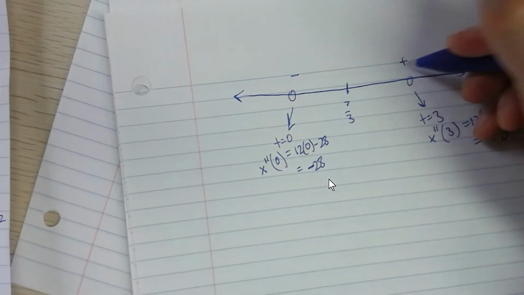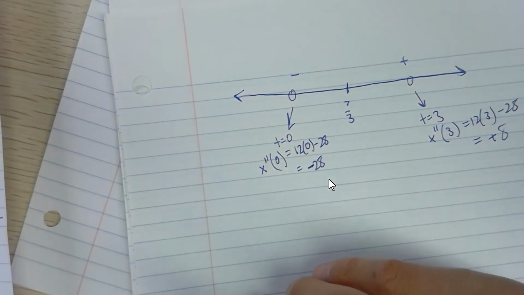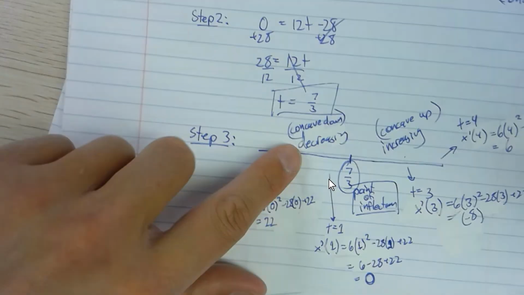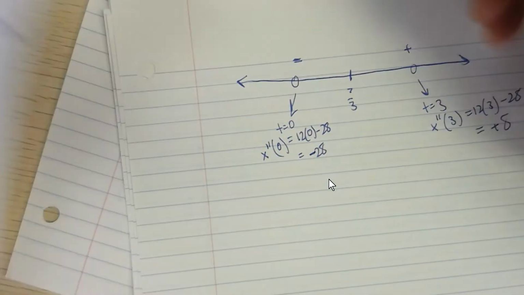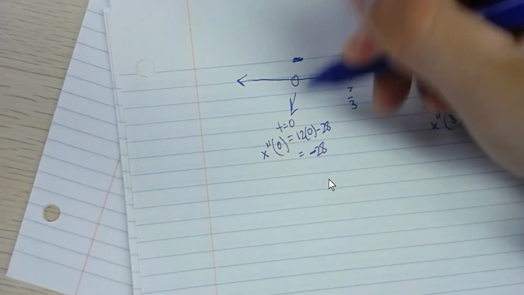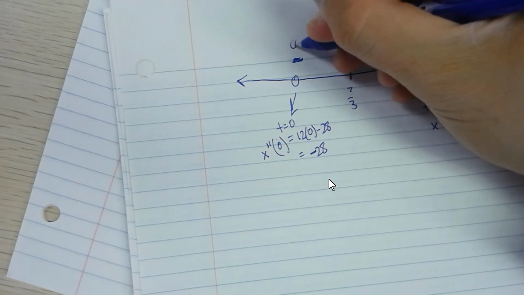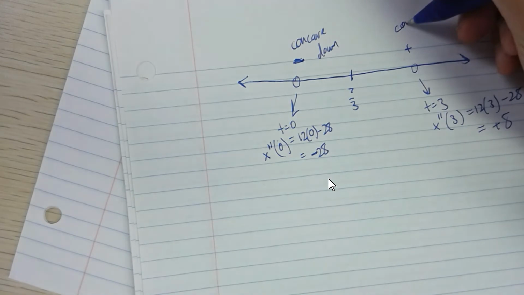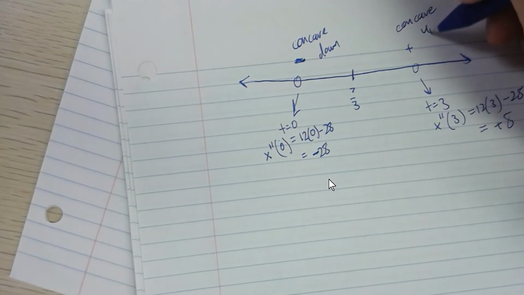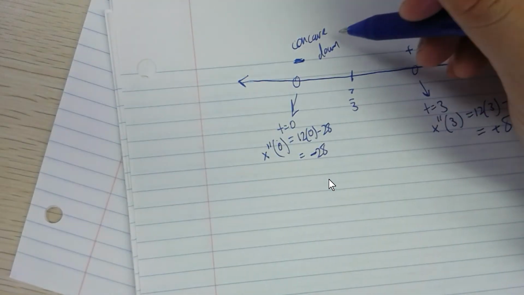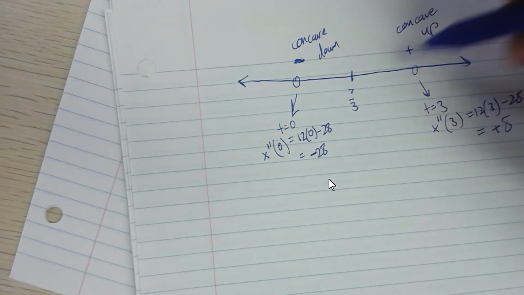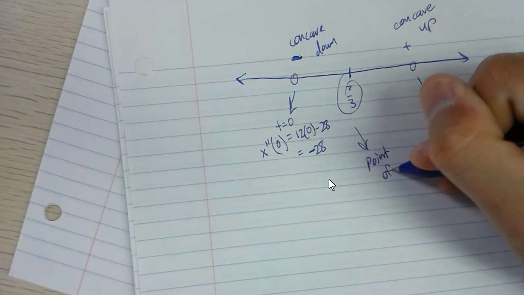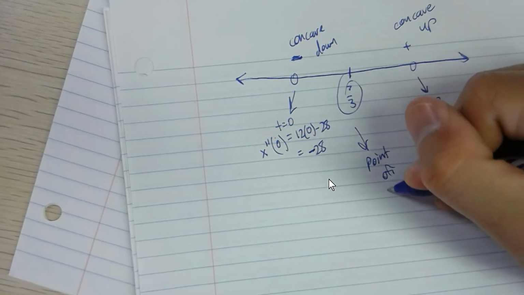So that tells me all the second derivatives over here on this side. And if you have a negative value for the second derivative, then that would be concave down. You can look at it two different ways, and this would be concave up. And if you have concave down and concave up, this confirms that this is a point of inflection.